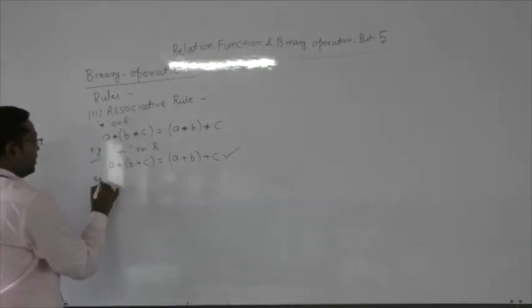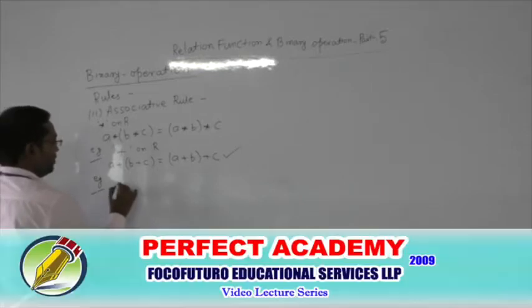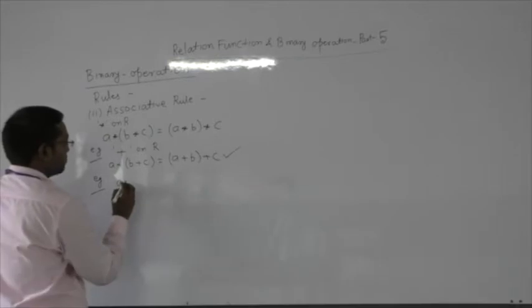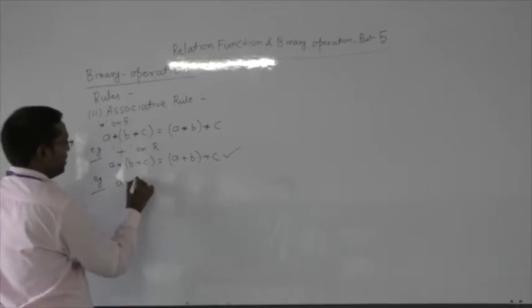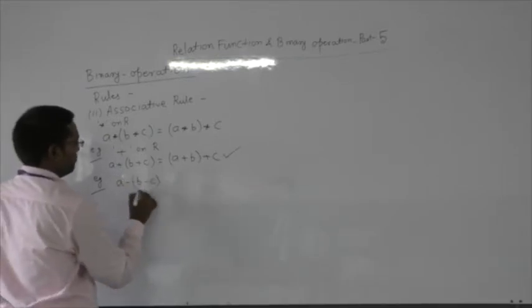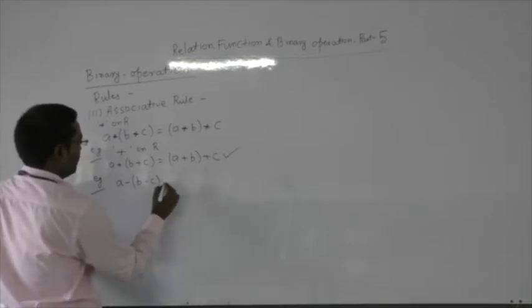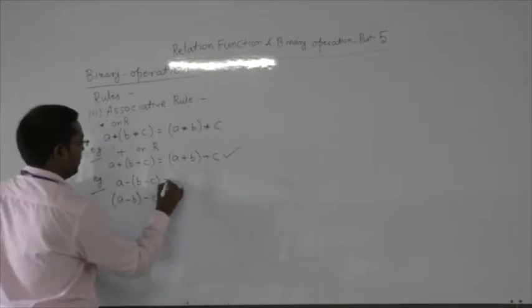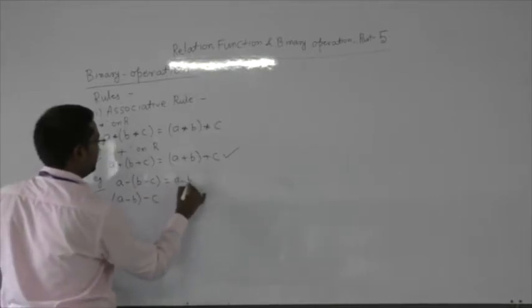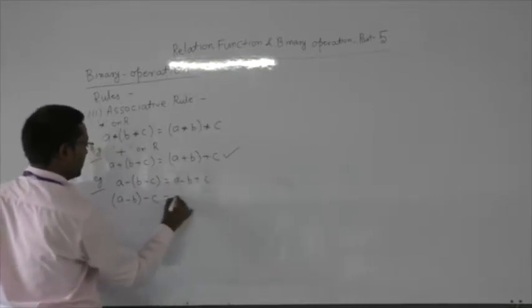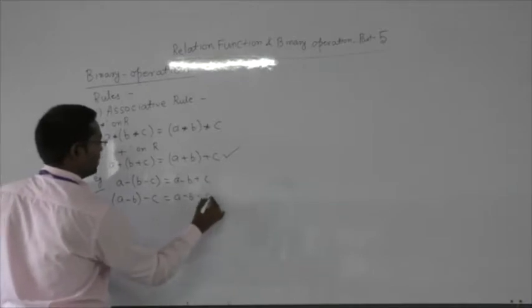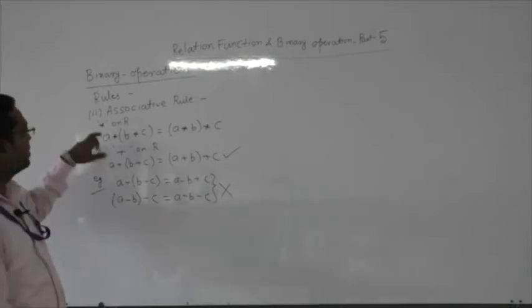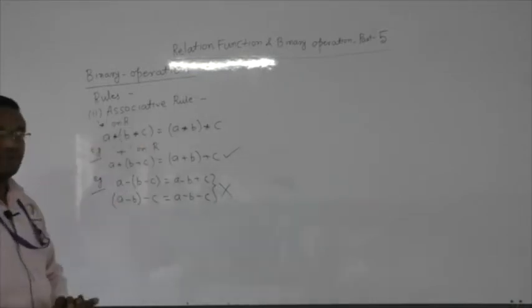Let's say in case of subtraction, (a minus b) minus c. Okay? And here we will take a minus (b minus c). This will be equal to a minus b plus c, and here we will get a minus b minus c. Obviously these two are not equal. Hence subtraction does not follow the associative rule. Okay?